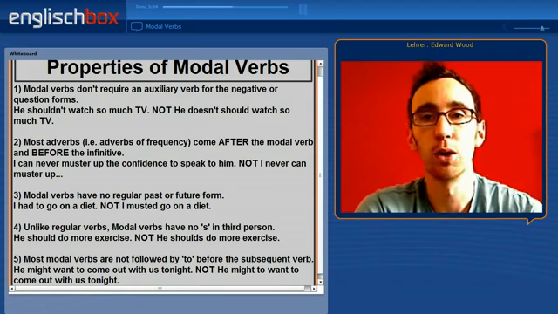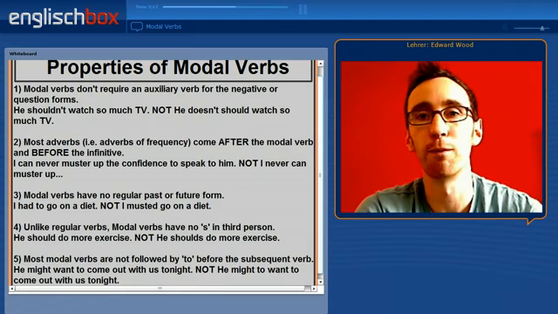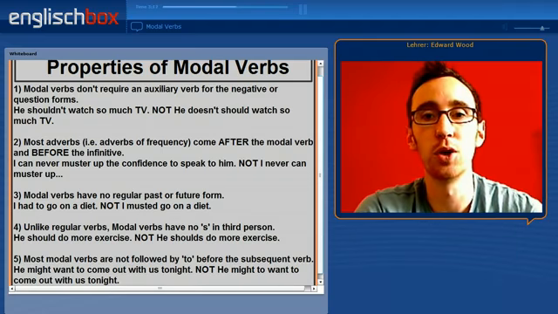Number two, most adverbs come after the modal verb and not before. So you would say, I can never muster up the confidence to speak to him, and not, I never can.